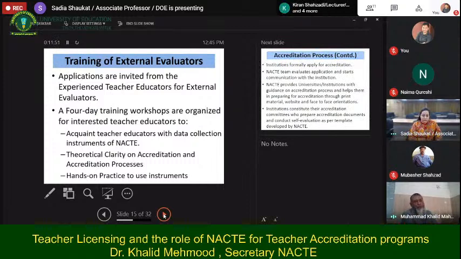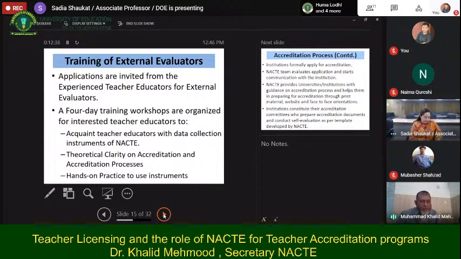Now, who will use these instruments, and what is the actual process of evaluation? We have trained a pool of external evaluators from working faculty members in different universities. Faculty members in public and private universities can apply to be external evaluators. We call them for a 4-day training workshop. We organize 4-day training workshops, and we train those faculty members for data collection with the help of 10 tools.